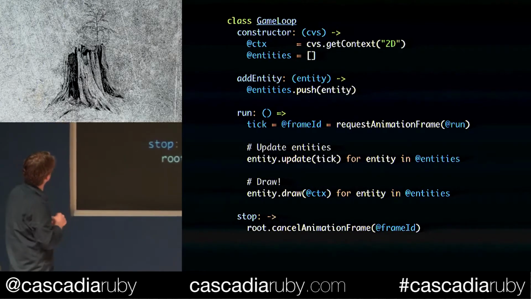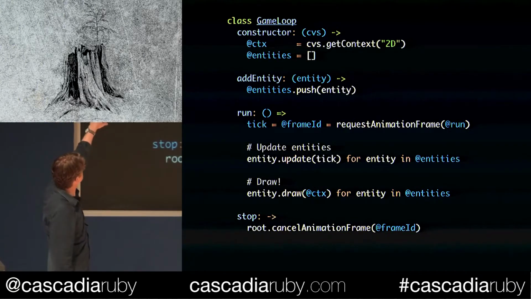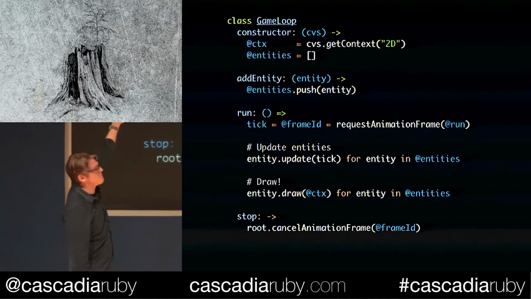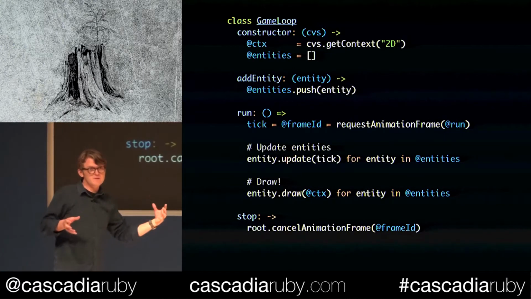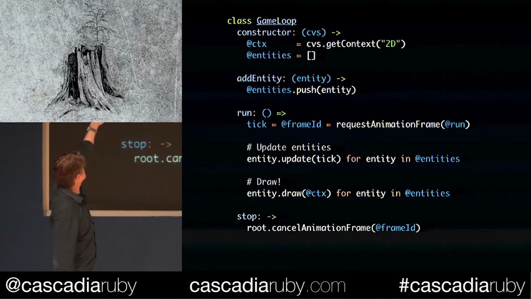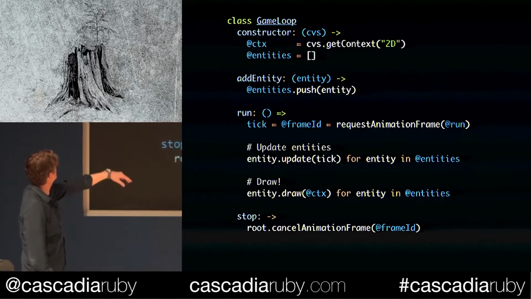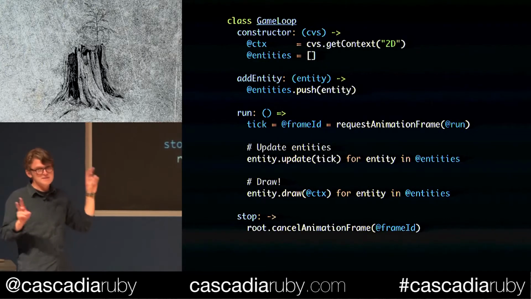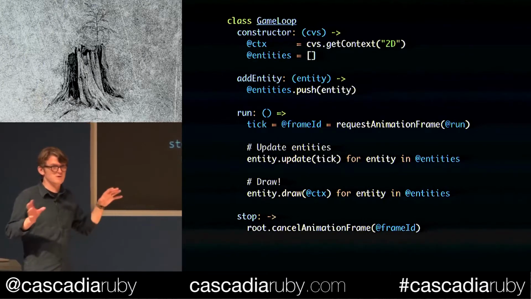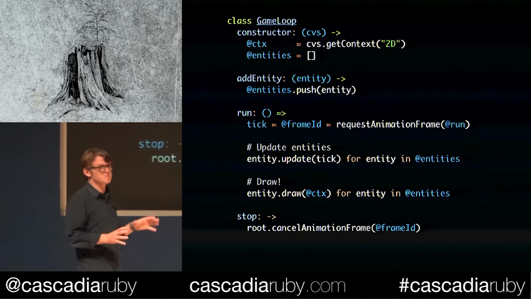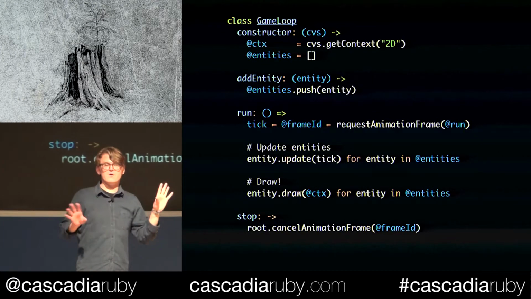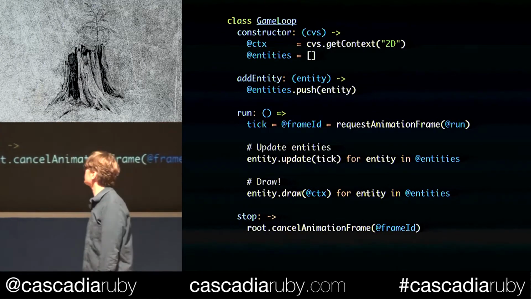So a real basic constructor in this case. I'm passing it a canvas element, and then I'm holding on to a canvas context, basically a context 2D, which I'm grabbing from the element. I'm keeping track of entities, which we'll get to in a second. Entities are things that are going to be managed by my game loop or involved in my game or rendered to the screen or whatever we want to do.